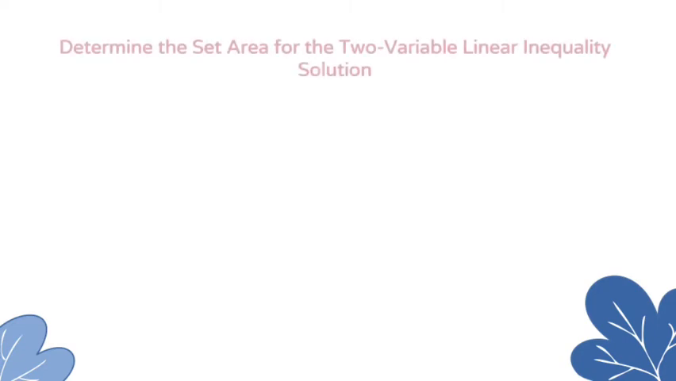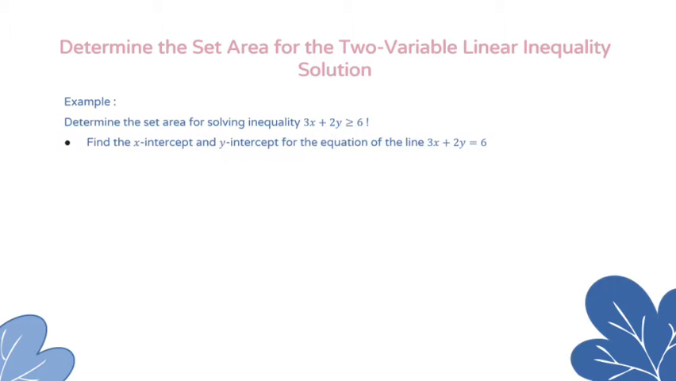Okay, next we will determine the solution set area for a linear inequality of two variables. For example, determine the solution set area for the inequality 3x plus 2y greater than or equal to 6. What are the steps we need to take? First, we find the x-intercept and y-intercept for the line 3x plus 2y equals 6. How to find the intercept? The x-intercept is when y equals 0 and the y-intercept is when x equals 0. So, make a table like this.